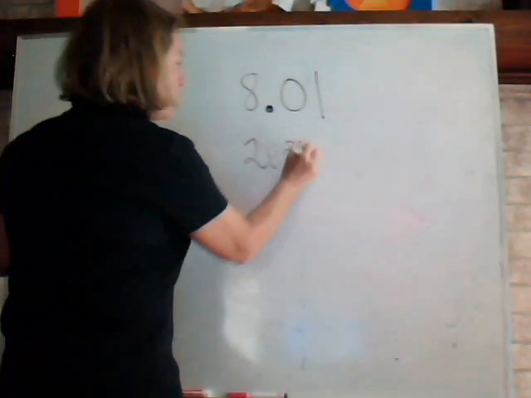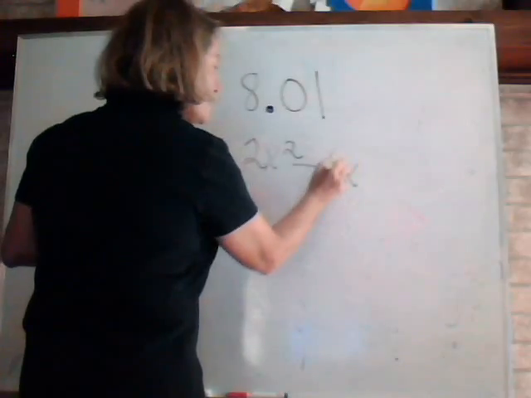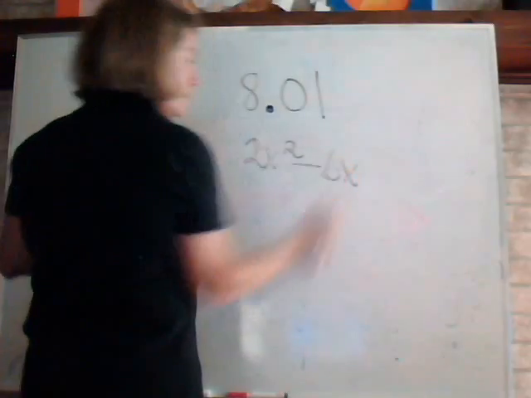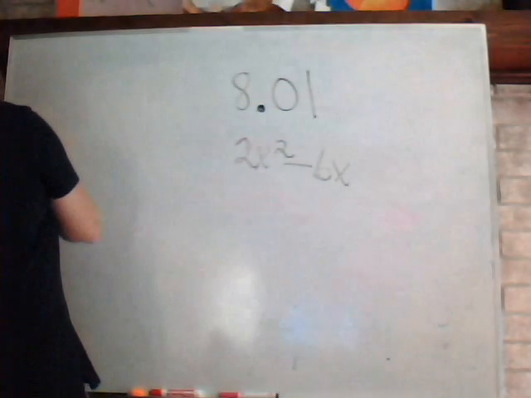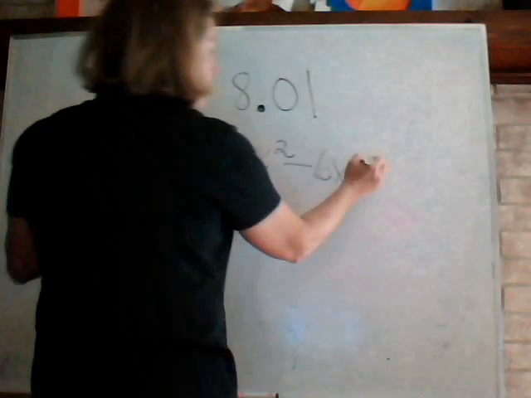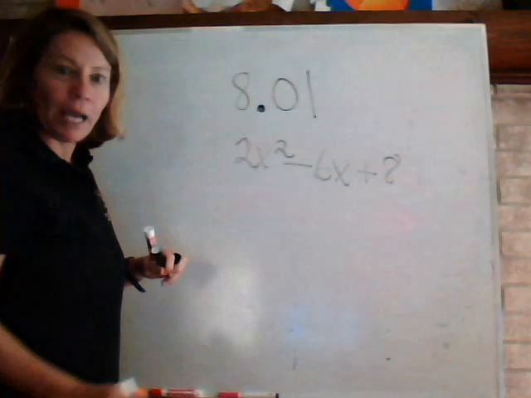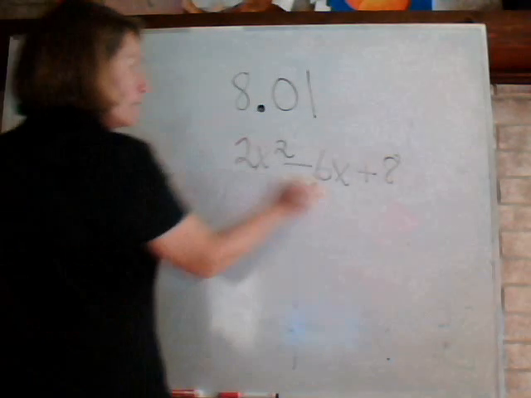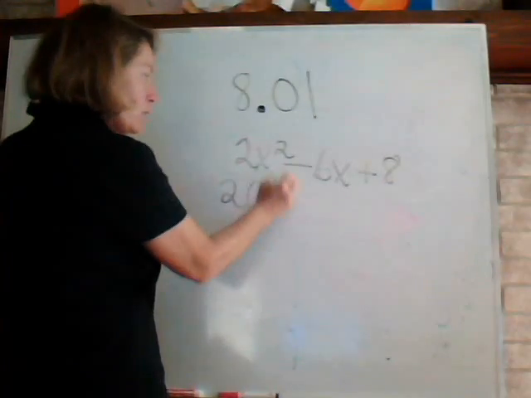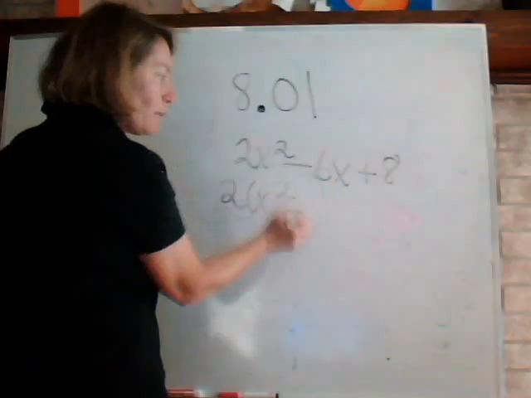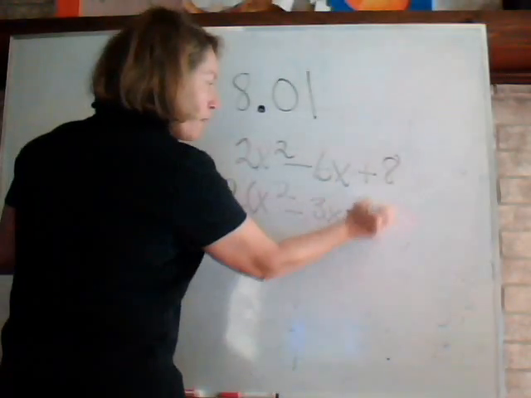2x squared minus 6x plus 8. Let's just try that one. Okay, what's my common factor? It is a 2, so just take a 2 out. And we're left with x squared minus, divide that by 2, 3x plus 4.